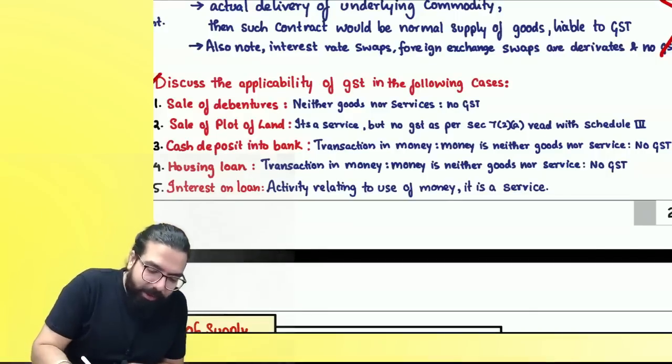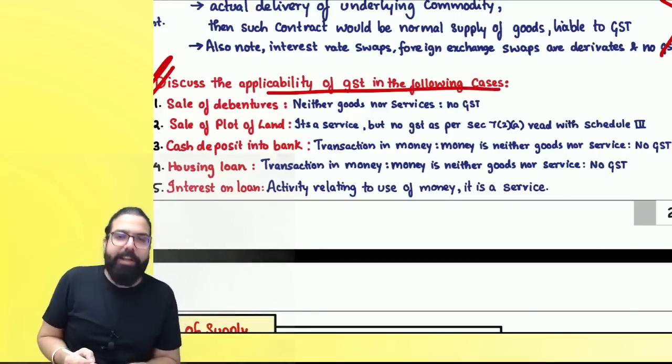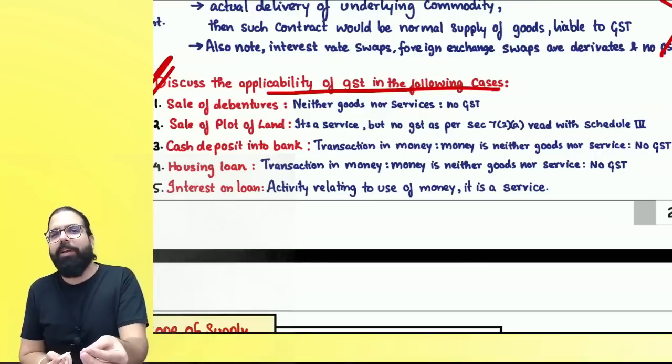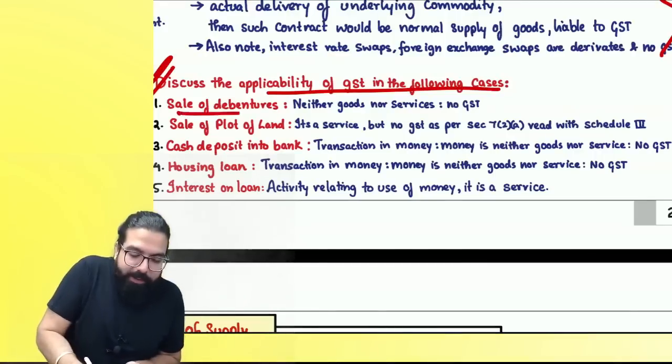The next one over here is: discuss the applicability of GST in the following cases. These are small questions from the Q&A which I've incorporated. Sale of debentures.